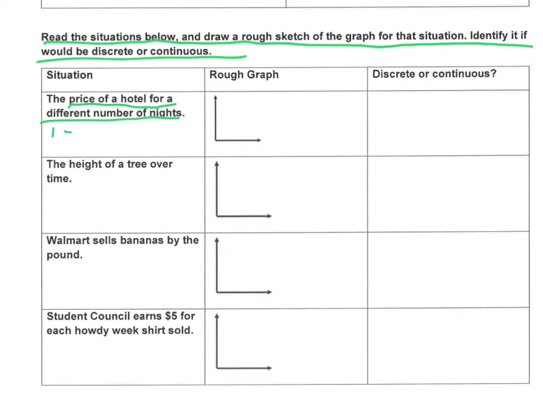If I were to stay one night, let's say the hotel is $200. What would happen if I stayed 2 nights? It'd be $400. If I stay 3 nights, $600. And I'm making up the $200, right? But that means every night I stay, it increases. Now, will they let me stay 2.5 days? No, they're going to charge me for 3. So whenever I think about it, something that's discrete is counted. That means I count the number of days, and that's how much I'm going to pay. So I know that this is a discrete situation.